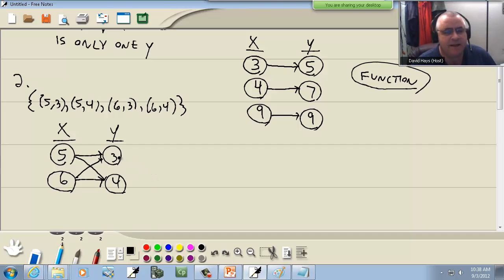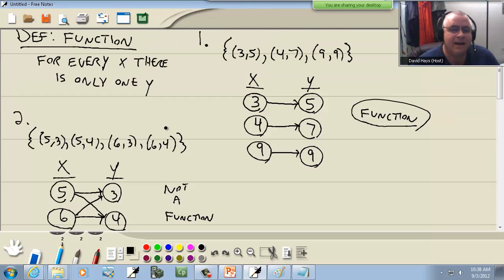Okay. For every x, there's only one y. Well, on the 5 and the 6, I see there's 2 lines coming out of both those numbers. So this is not a function. Well, that's the graphical way of viewing that. There's an easier way. If you see your x values repeat, it's not a function.